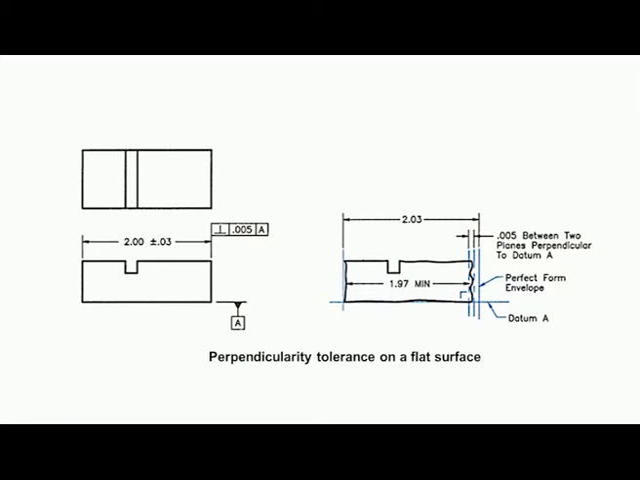Now, these pictures show the perpendicularity tolerance on a flat surface. This is the workpiece and this is the datum reference surface, and this is the surface which is to be perpendicular to the datum, and the tolerance that is allowed is 0.005 millimeter, that is 5 microns.